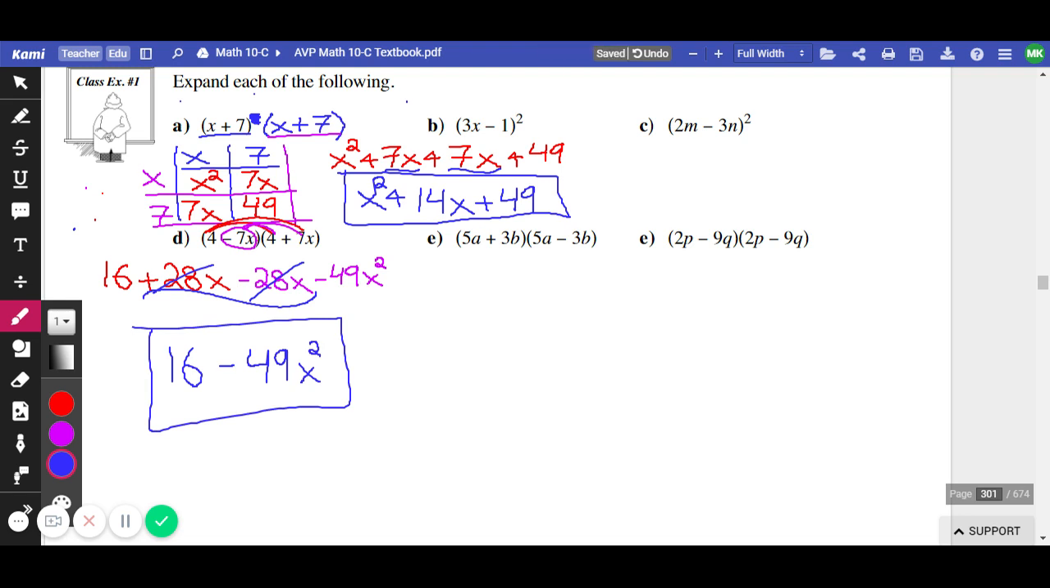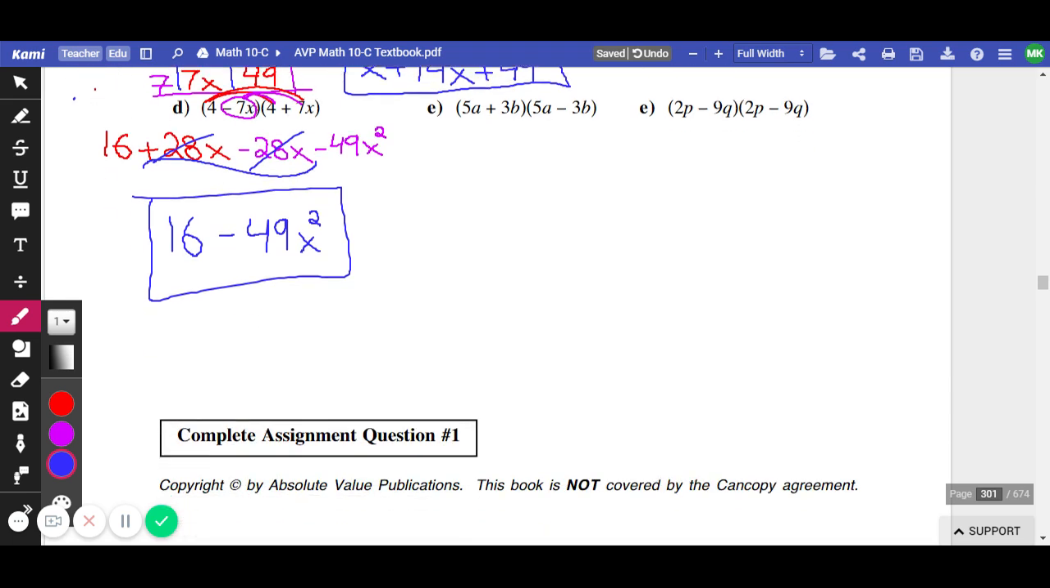Fantastic. We'll do the very last one, E. We're going to use FOIL this time. Okay, so you have a binomial times a binomial over here. We're going to do FOIL.